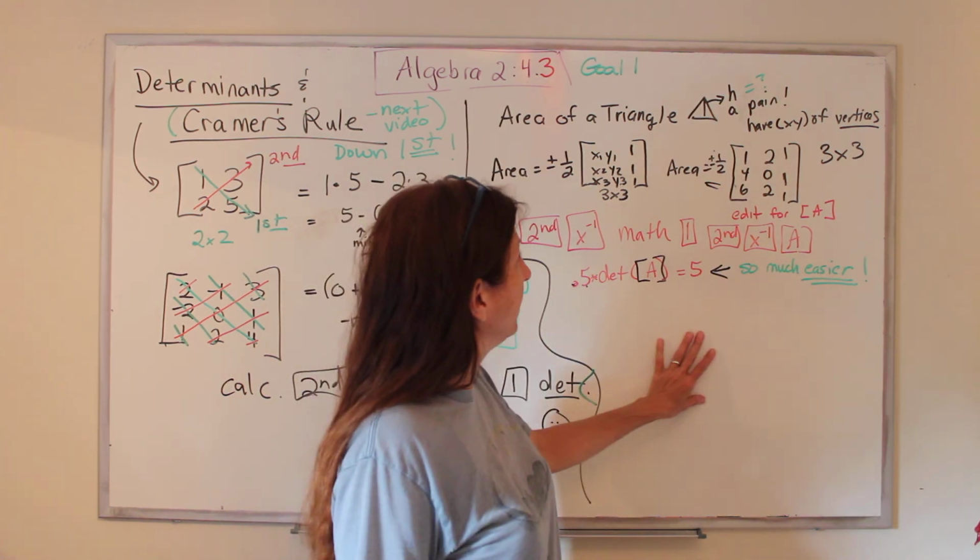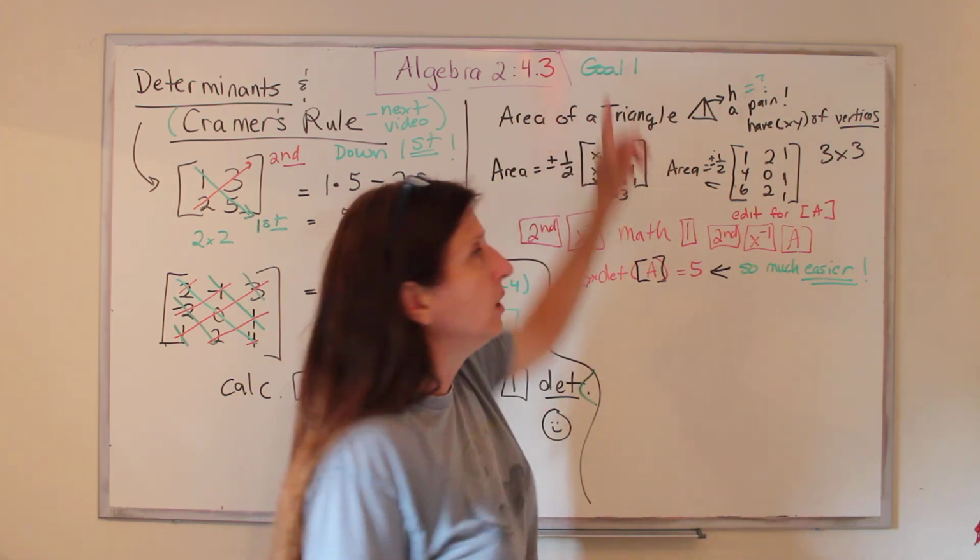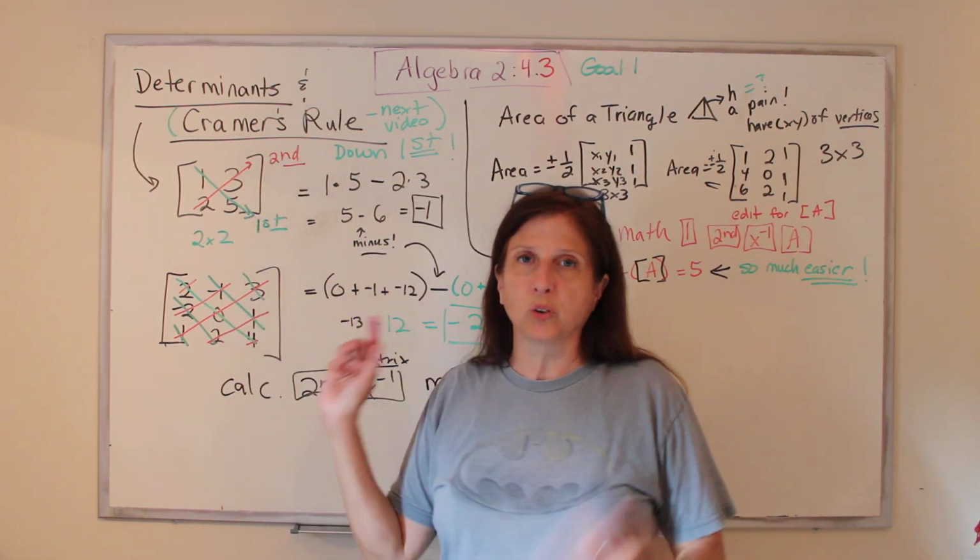And so anyway, come back and we'll do goal 2, which is Cramer's rule. Math is great.